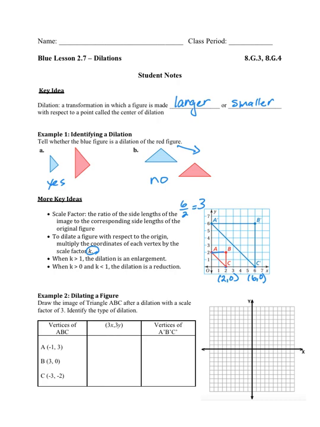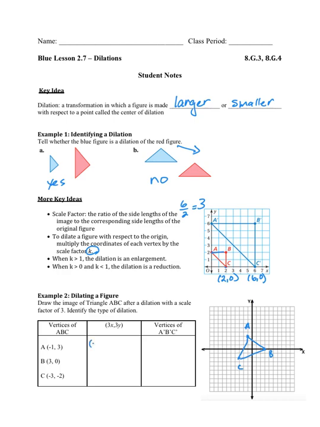So let's go ahead and look at this next example. We're going to draw the image of triangle ABC after a dilation with a scale factor of 3. So let's first go ahead and draw the vertices of ABC. We have -1, 3 is where A is, 3, 0 is B, and -3, -2 is C. So here is triangle ABC. And then what we're going to do is just multiply each of those coordinates by 3.